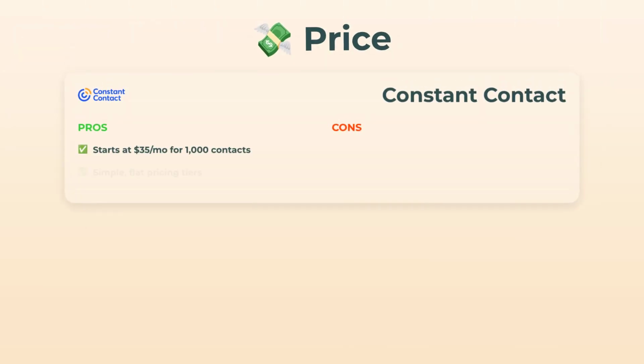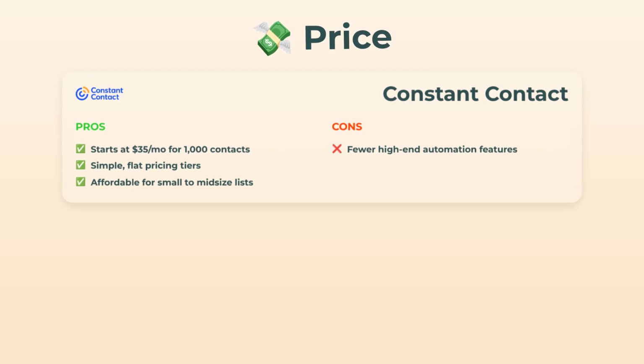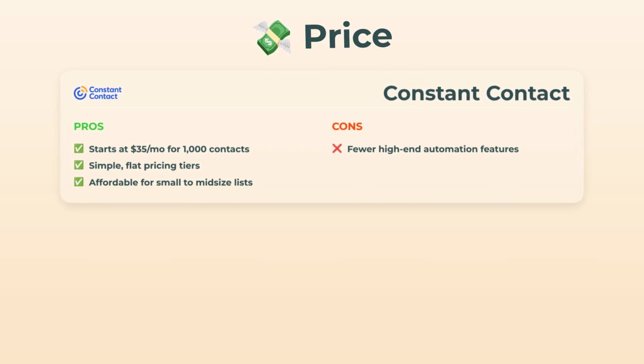So, first up, price. With Constant Contact, you're looking at a super straightforward deal. Starts at about $35 a month for 1,000 contacts. Nice and flat, so small businesses and nonprofits, you'll probably love this setup. And for mid-size lists, still pretty affordable. Of course, you do trade off a bit, like not getting those high-end automation bells and whistles, but let's be real, not everyone needs advanced stuff, right?